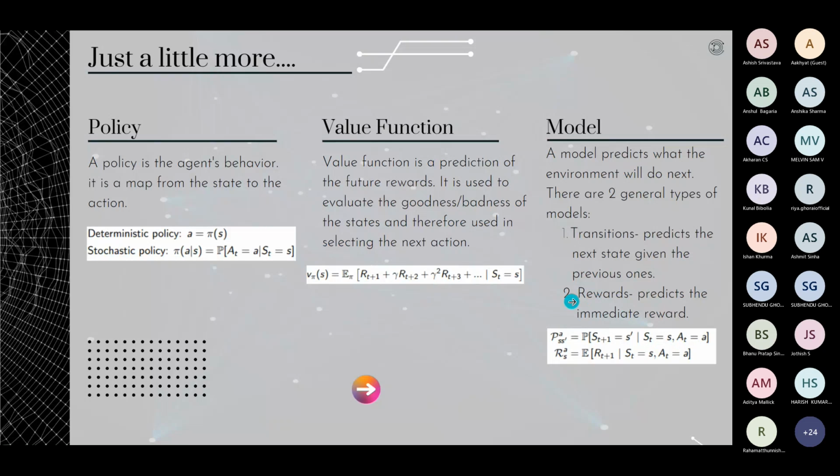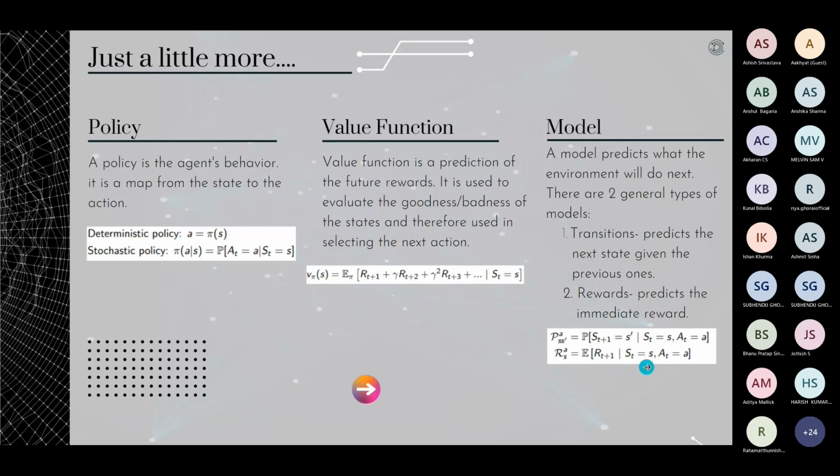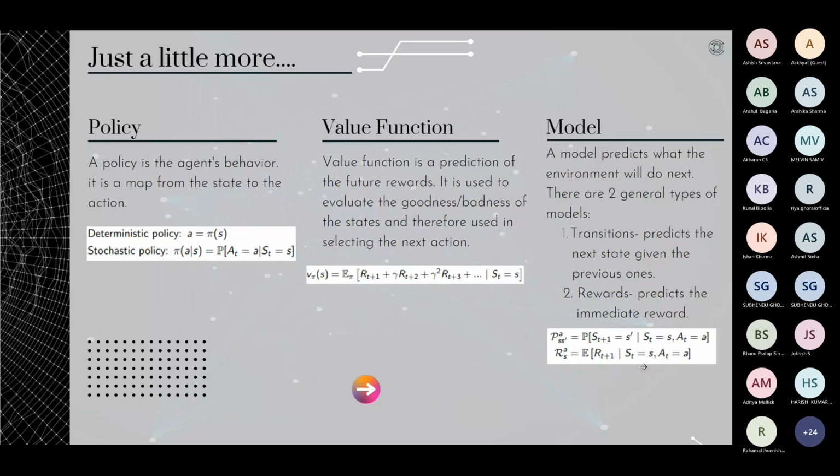And next up are the rewards. Rewards are usually denoted as R with a superscript of A and a subscript of S. A reward basically predicts what your immediate reward is going to look like. So it is basically an expectation of the future reward given the state that you were in and the action that you took. These are the basic terminologies that are very useful in understanding any RL algorithm, or if you want to read up any RL paper. These terminologies will come up time and again over there, and so they are very useful.